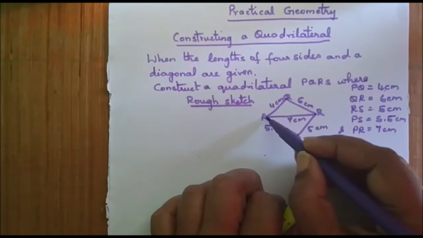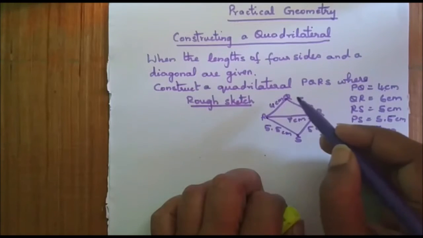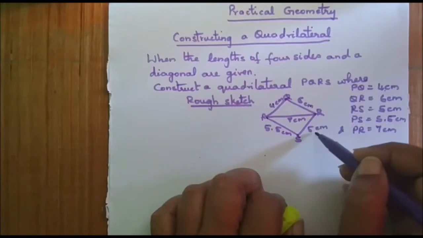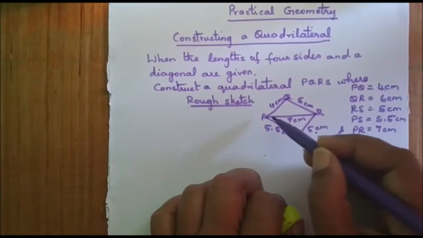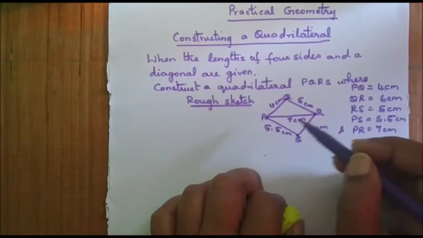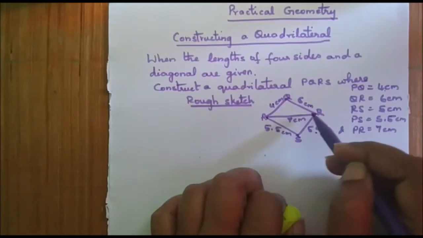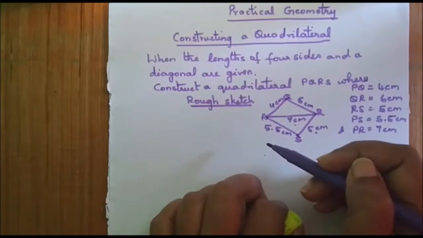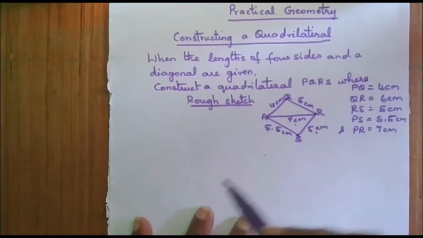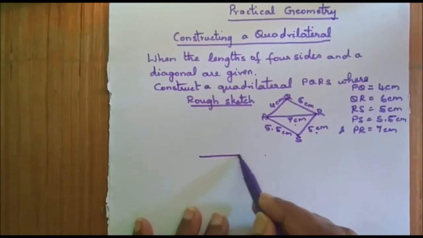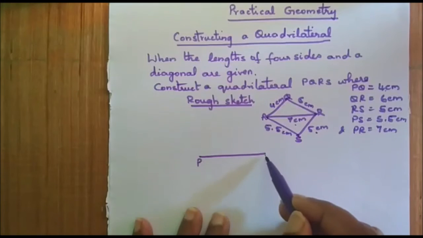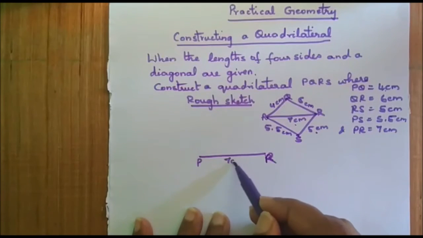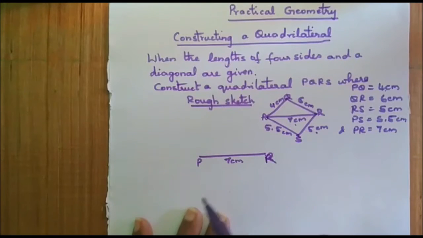So we are given that PQ is equal to 4 cm, QR is equal to 6 cm, RS is equal to 5 cm, and PS is equal to 5.5 cm, and we are given a diagonal PR which is equal to 7 cm. So first we will draw the diagonal, that is PR is equal to 7 centimeter. So in your scale you measure 7 centimeter and you draw a line.